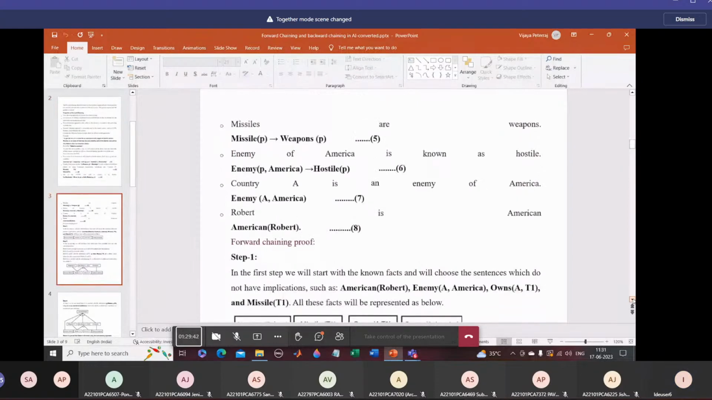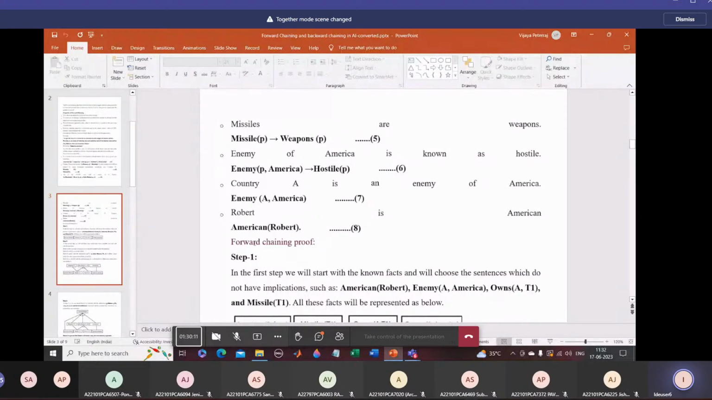Next, the fifth rule it can be, and the missiles are what? Weapons. An enemy of America is known as hostile. So for enemy of America, we can imply that he is a hostile. And then country A is an enemy of America, and then Robert is an American. Now we have taken many facts.